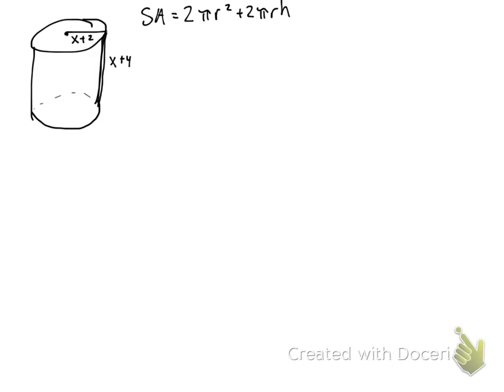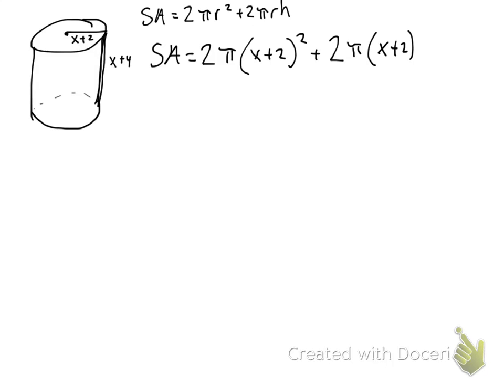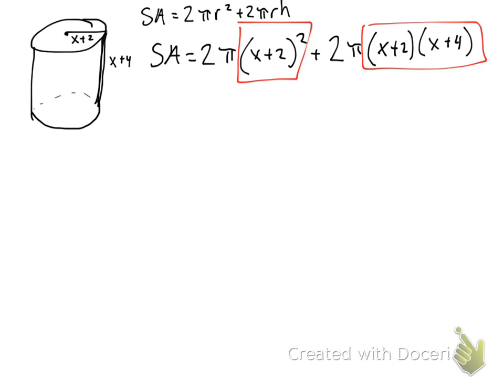So we have a cylinder where our radius is x plus 2 and where our height is x plus 4. And here's our equation. So the first thing that we should do is we should just at least plug in. So 2 pi, our r is x plus 2, and it's squared, plus 2 pi r, which is x plus 2, and h, which is x plus 4. Okay, so off to the side, I'm going to do these two problems. I'm going to do this, and I'm going to do this. That's what we learned before.